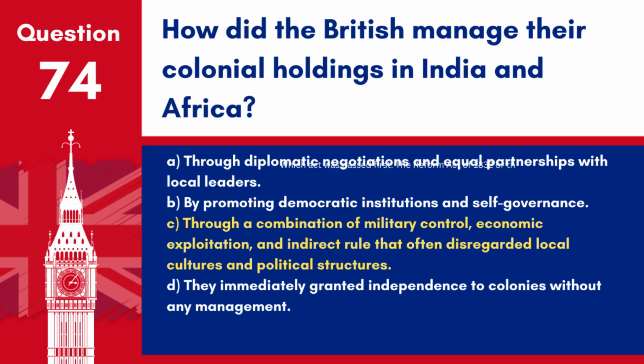Answer: C. Through a combination of military control, economic exploitation, and indirect rule that often disregarded local cultures and political structures. British colonial policy in places like India and Africa often involved coercive tactics, economic manipulation, and the implementation of indirect rule through local intermediaries, which had long-lasting impacts on these regions.